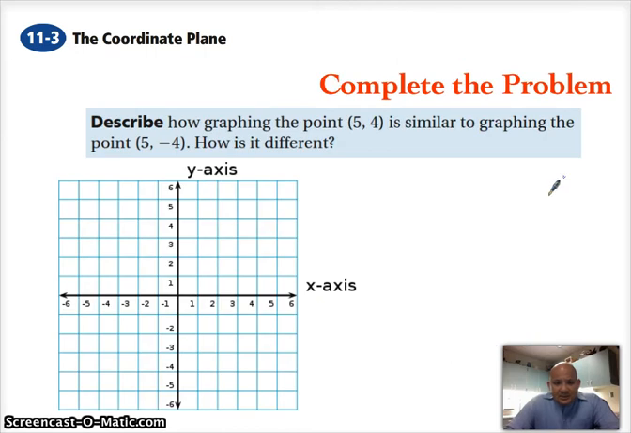All right. Lastly, we have to complete the problem. I want you to go ahead and draw this coordinate plane with the x-axis and the y-axis. And I want you to describe how graphing the point 5, 4 is similar to graphing the point 5, -4, and then explain how it's different. I'm going to go ahead and graph the first point for you, 5, 4. So I go over 1, 2, 3, 4, 5, then up 4 on the y-axis. 1, 2, 3, 4. That's my first point. 5, 4. I want you to go ahead and graph 5, -4, and then compare them. How are these points similar? How are they different? We'll see you in class.